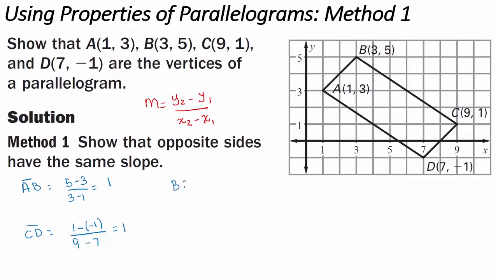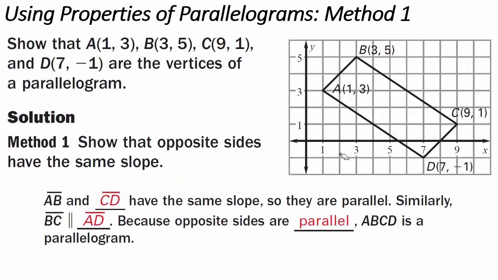Now let's look for the slope of BC. BC is 5 minus 1 over 3 minus 9, which gives me a -2/3. And the slope of AD is 3 minus -1 over 1 minus 7, which also gives me a slope of -2/3. So BC and AD have the same slope and they're opposite each other.